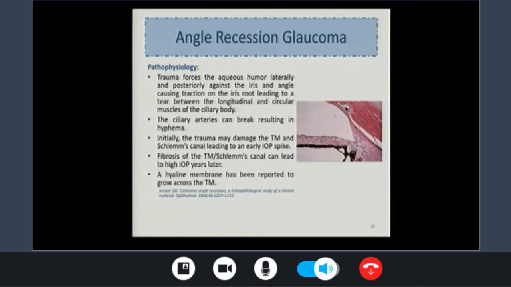Initially, these patients might develop high IOP immediately after the trauma, and this is usually because of the direct damage to the trabecular meshwork and Schlemm's canal, in addition to the contribution of hyphema, if present. However, later on, years or months later, when they develop glaucoma, the cause is usually fibrosis of the trabecular meshwork and Schlemm's canal, in addition to a hyaline membrane that has been reported to grow across the trabecular meshwork.